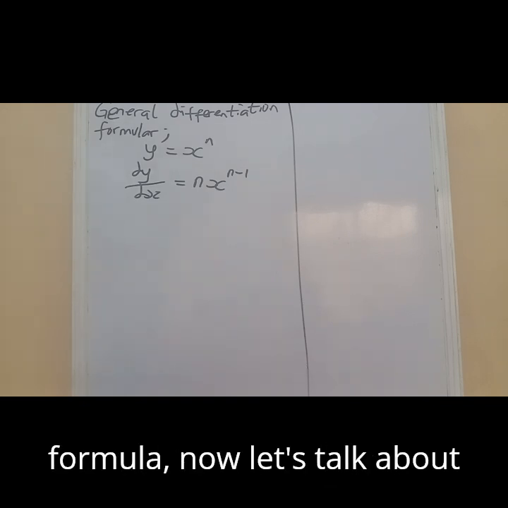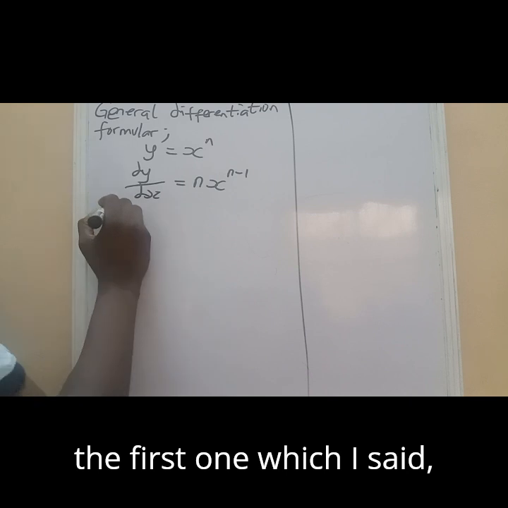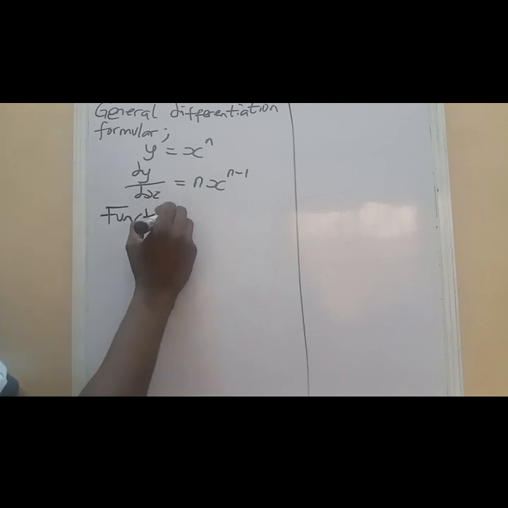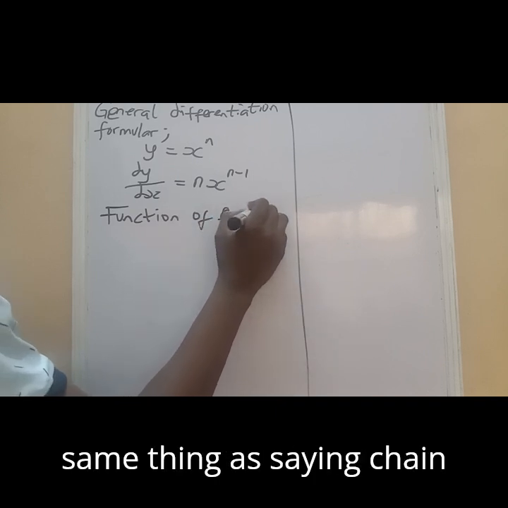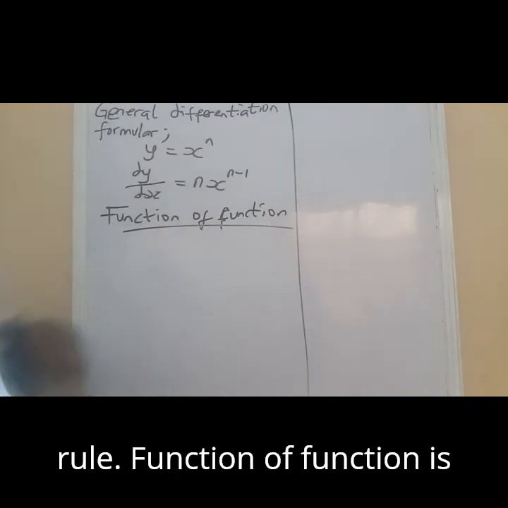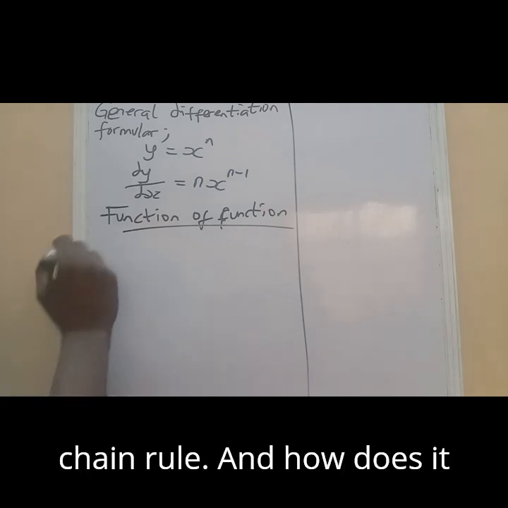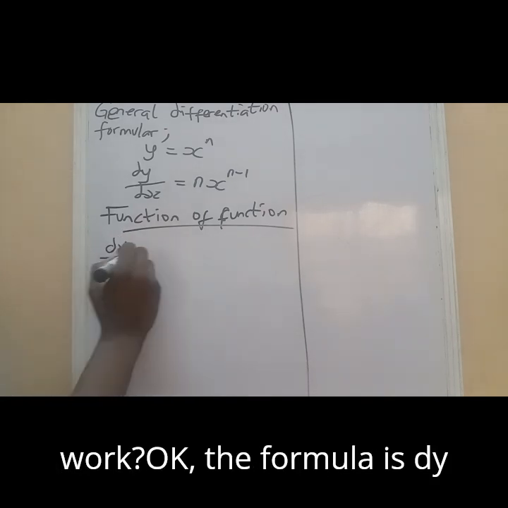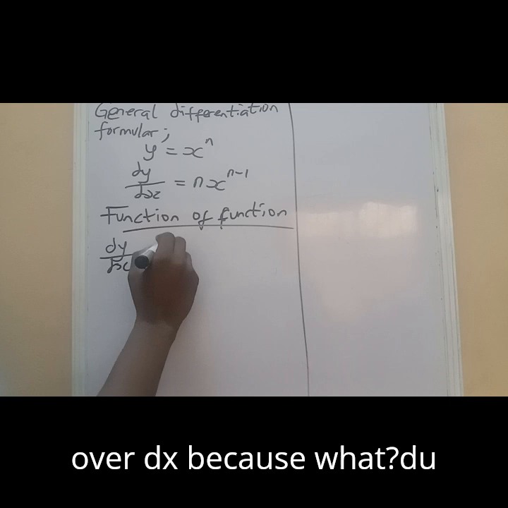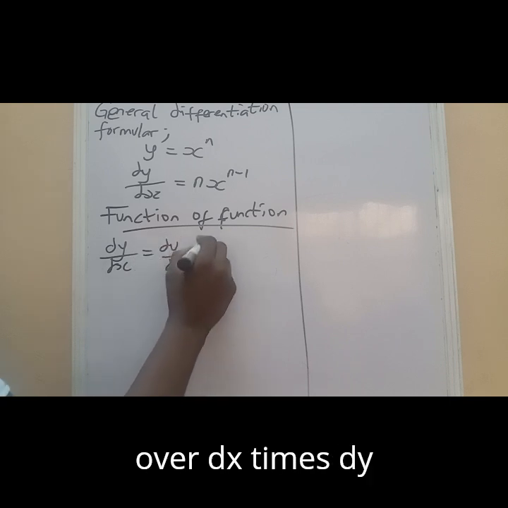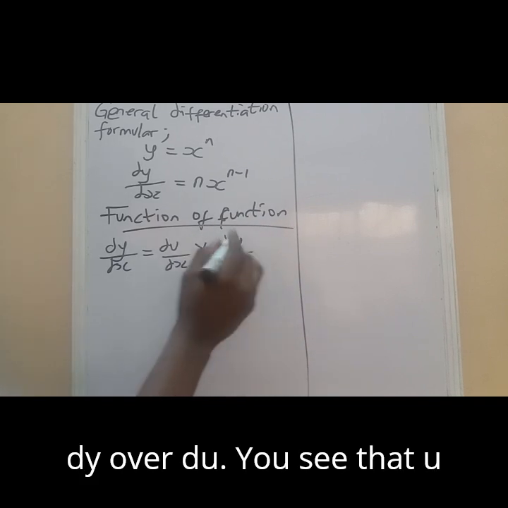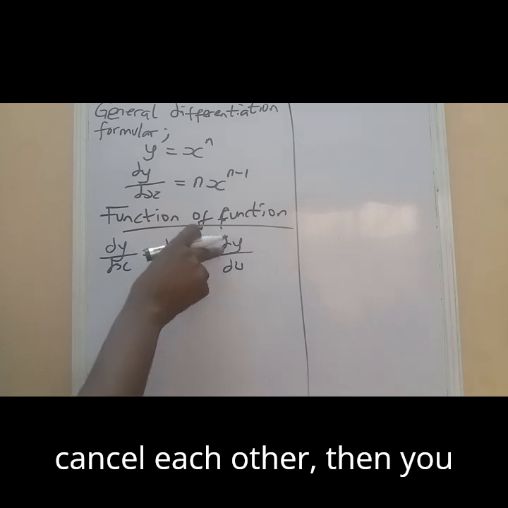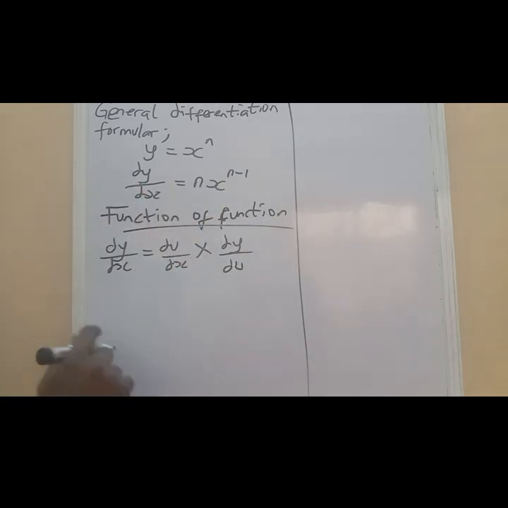Now let's talk about the first one, which I said is function of function. Function of function is very simple. Like I said, it's the same thing as saying chain rule. And how does it work? The formula is dy over dx equals du over dx times, sorry, times dy over du. You see that the u will cancel each other, then you have dy over dx. But that's not what we are trying to say.